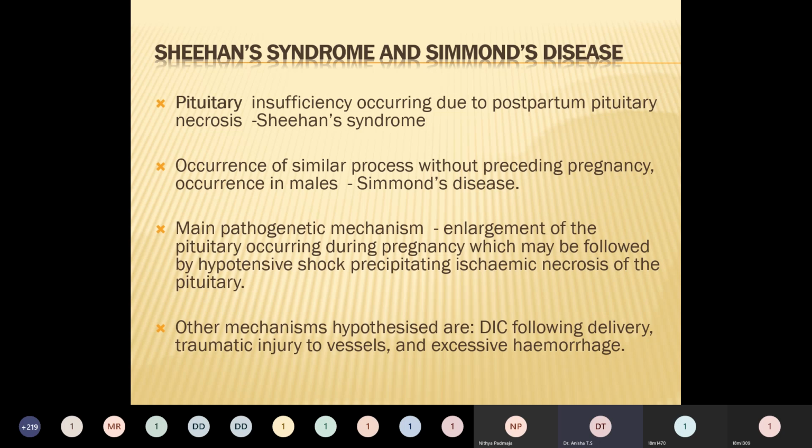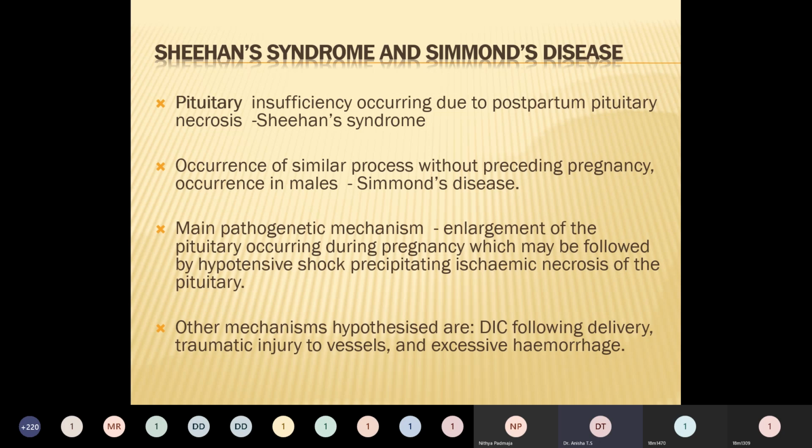In both there is necrosis of the pituitary, but in Sheehan syndrome it's because of pregnancy, that is postpartum, after delivery, because of the loss of blood supply. The pituitary keeps enlarging during pregnancy, because of which sudden loss of blood supply or hypotensive shock can lead to necrosis of the pituitary. Other mechanisms which cause Sheehan syndrome can be disseminated intravascular coagulation, traumatic injury, or excessive hemorrhage following delivery.